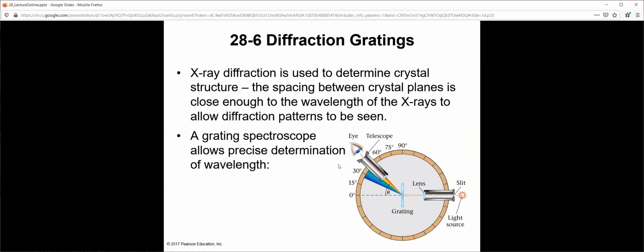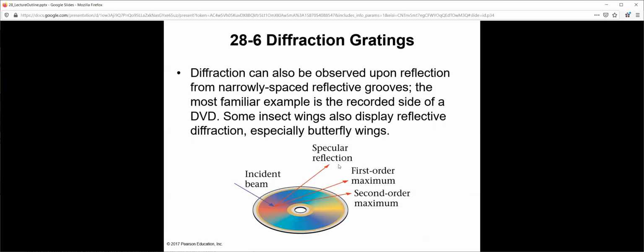X-ray diffraction is used to determine crystal structure. The space between crystal planes is close enough to the wavelength of the X-ray that diffraction patterns can be seen. Essentially, these are all different uses of what we talked about previously, which is the way that light diffracts, the way light bends around things of that nature. Spectrometers are used to understand crystal structures, which could be important for tensile strength, what have you.